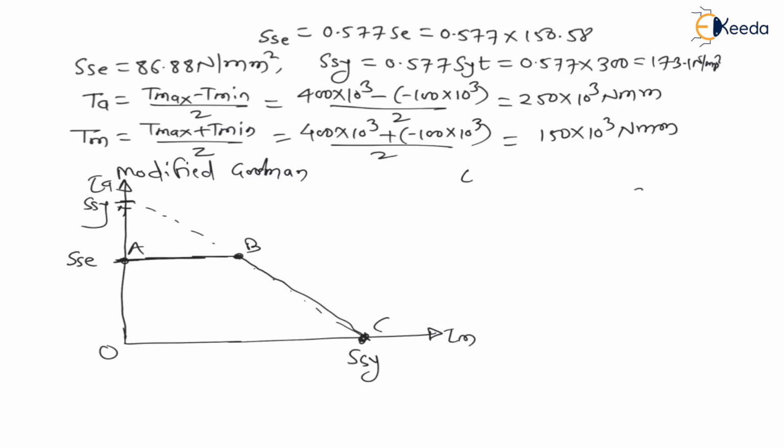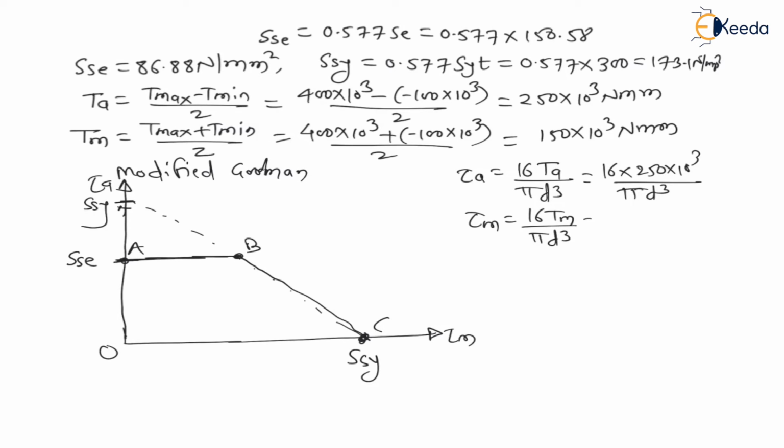Now the torsional shear stress amplitude is nothing but 16 torque amplitude divided by pi d cube, which is 16 into torque amplitude 250 into 10 to the power 3 divided by pi d cube, where the diameter we have to calculate. And the mean torsional shear stress is 16 torque mean divided by pi d cube, which is 16 into mean torque 150 into 10 to the power 3 divided by pi d cube, diameter we have to calculate. Now what is the procedure?